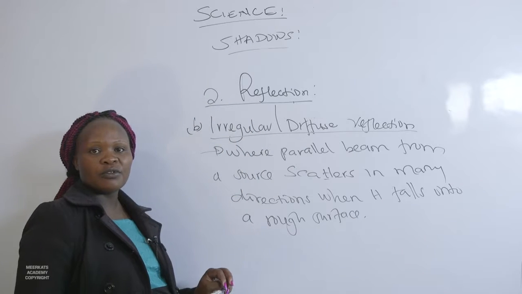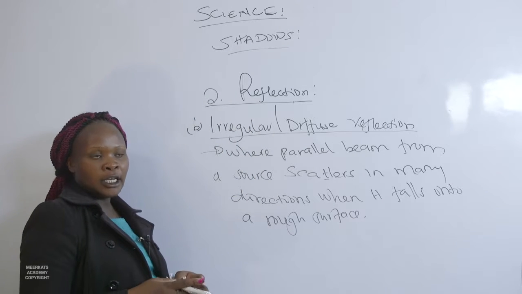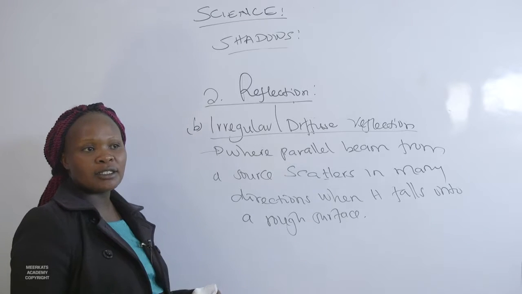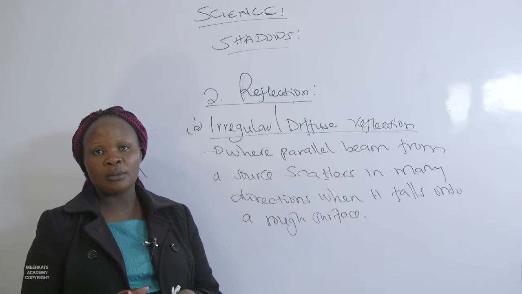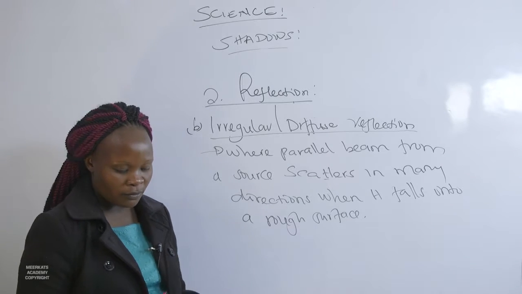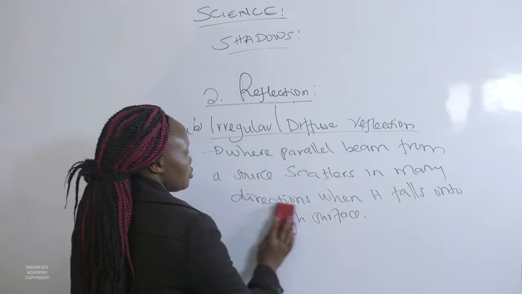We have a beam of light that is very parallel. It is incident on a rough surface and is reflected, so that now the beam that is reflected actually spreads out to different directions.